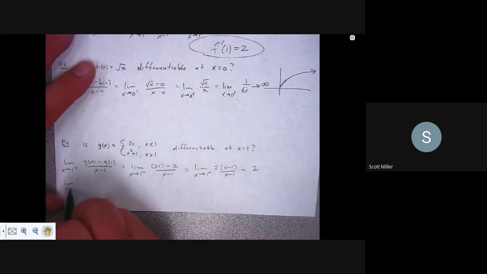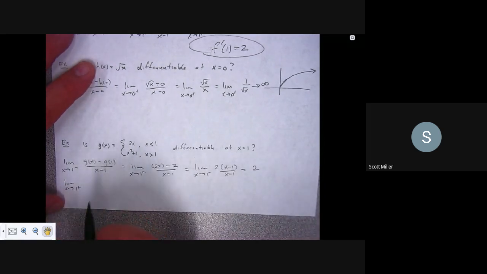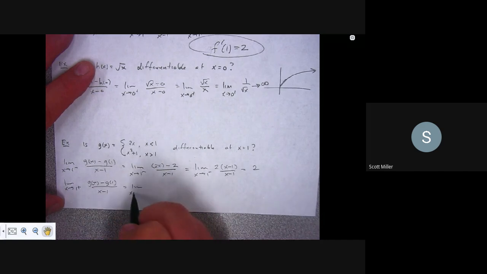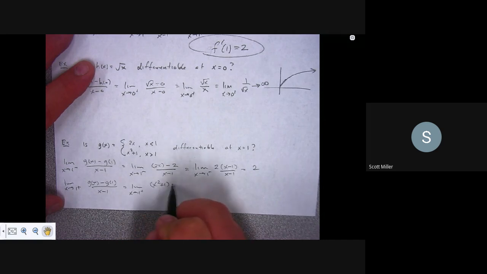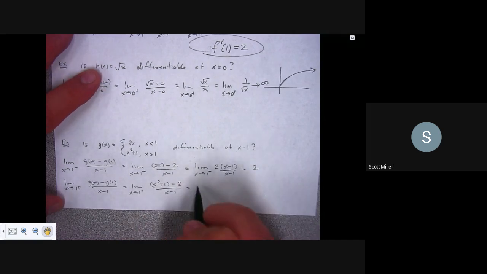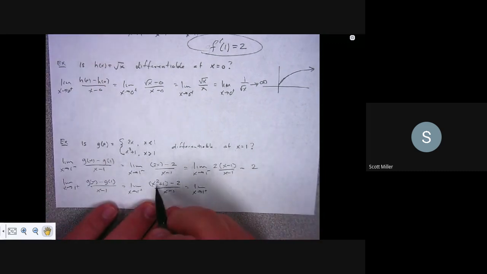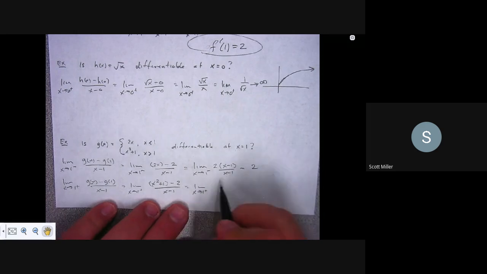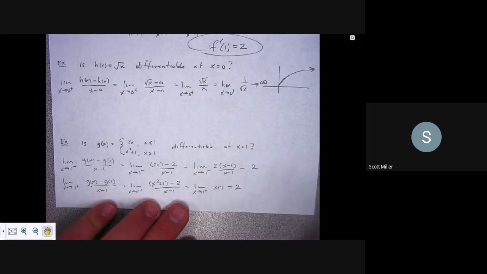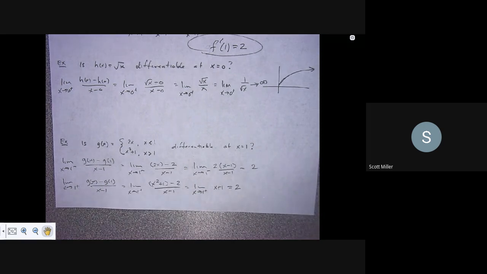Take the limit as x approaches 1 from the positive side, and you go through this again. Now I have x squared plus 1 minus 2 over x minus 1, and x approaches 1 from the plus side. And you clean all this up. This is going to be x squared minus 1. So that factors and reduces and gives me x plus 1. And so direct substitution gives me a 2 again. So if you look at this, you'll see that I have a 2 here.